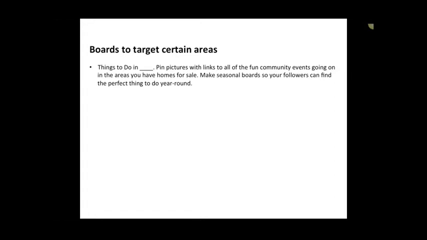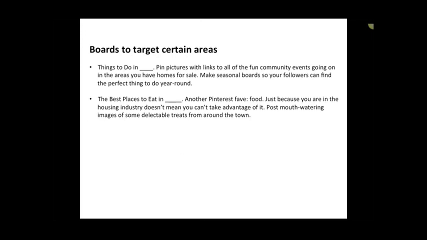So these are just some ideas. Things to do in wherever. Pin pictures with links to all the fun communities and events going on in the area. You have homes for sale. Make seasonal boards so your followers can find the perfect thing to do year-round for different seasons, which I think is great. The best place to eat, another Pinterest favorite.